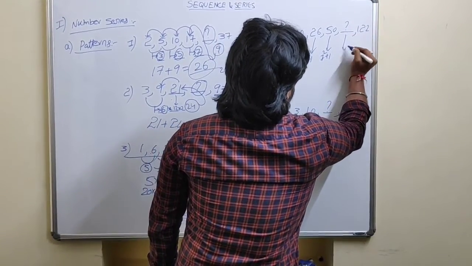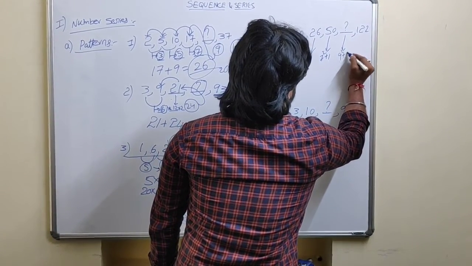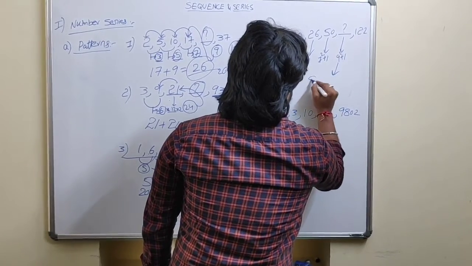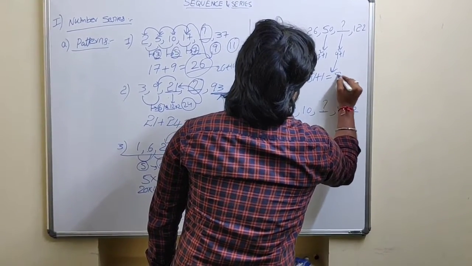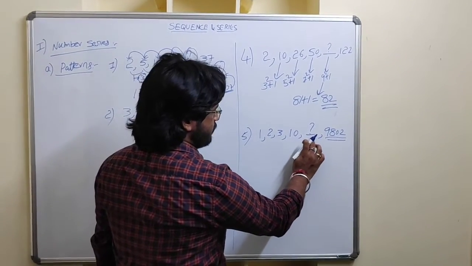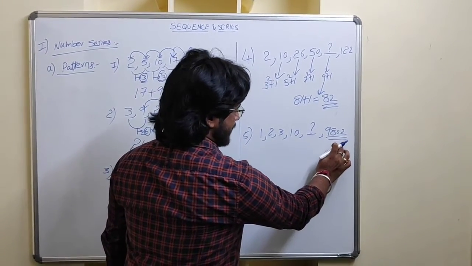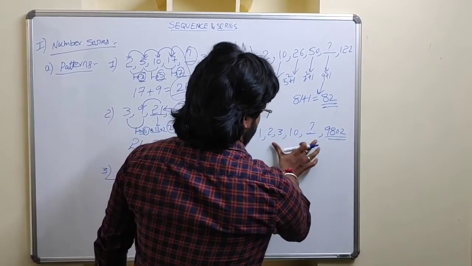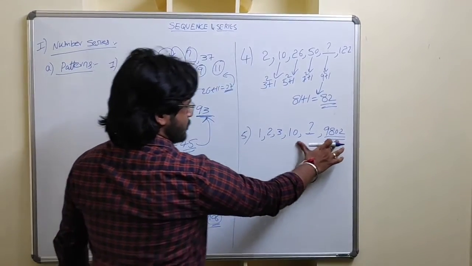In a similar fashion, this question mark can be written as 9 square plus 1, so the answer will be 81 plus 1. The next question is 1, 2, 3, 10. We need to identify this question mark, and the last number is 9802. When you look at this question, the number is too large here.